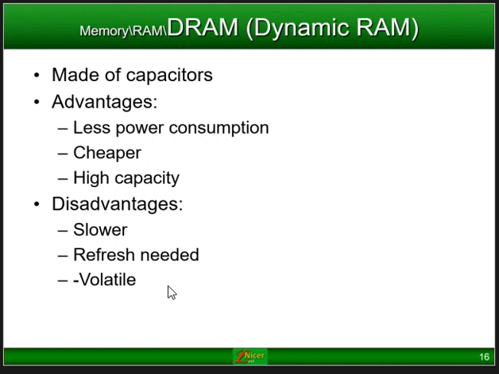Whereas ROM devices will be non-volatile. The moment that you remove the power from a ROM device, EEPROM or flash, the data inside there remains there. This is the difference between the two. So that's what volatile and non-volatile means.